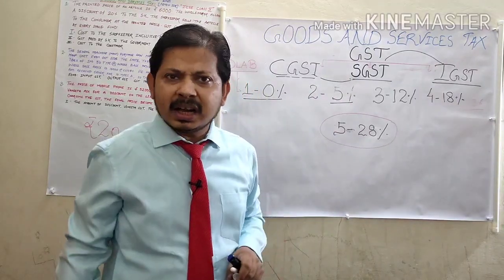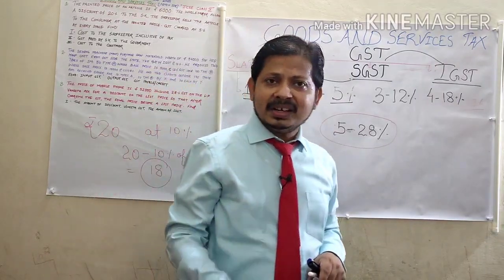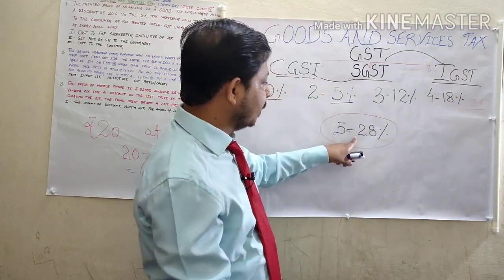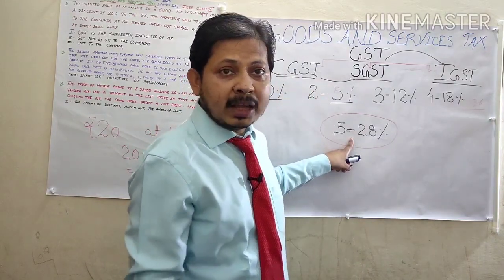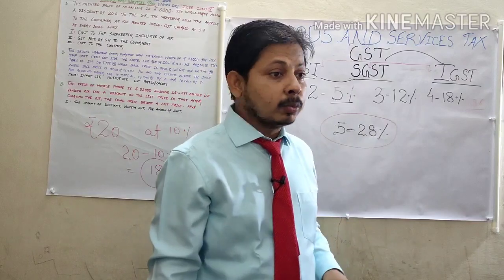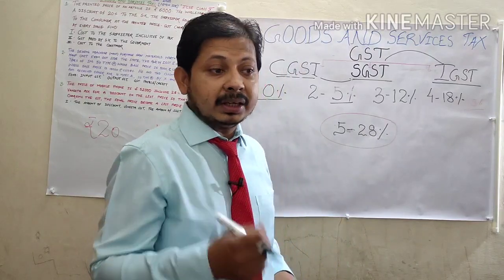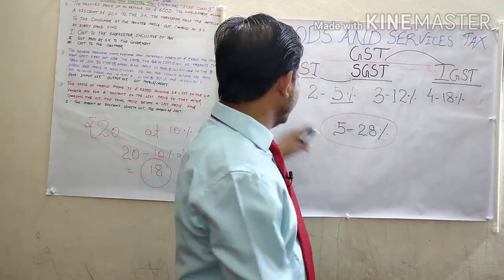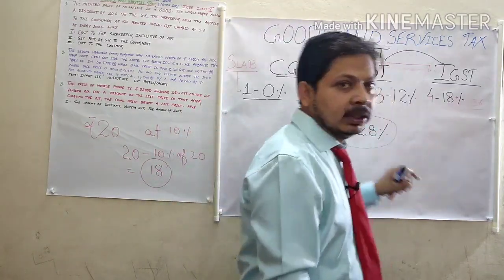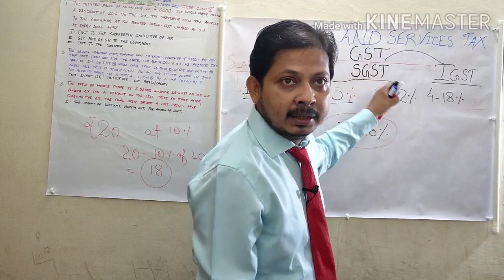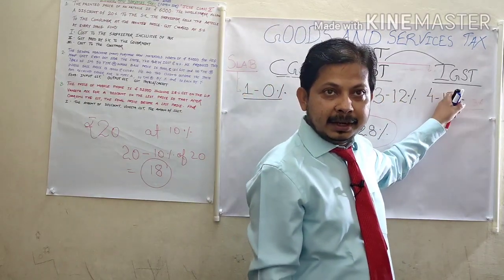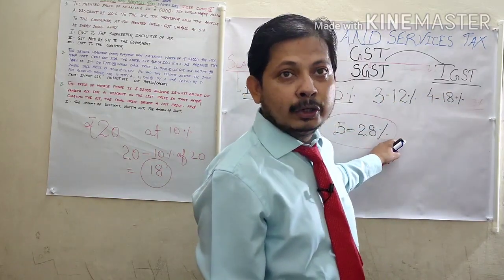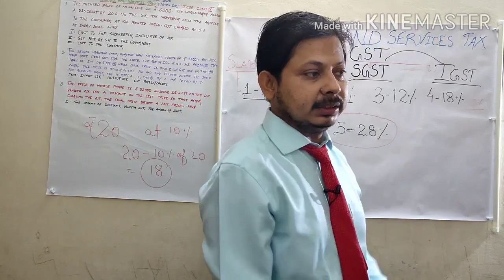Suppose I am going to buy a car. A car is not needed by everyone, so I have to pay 28% GST. Suppose I am going to buy a mobile phone. A mobile phone is not a habitual thing, so we will pay 18% or maybe 12%. That's why it is divided into 5 parts: 0%, 5%, 12%, 18% and 28%.